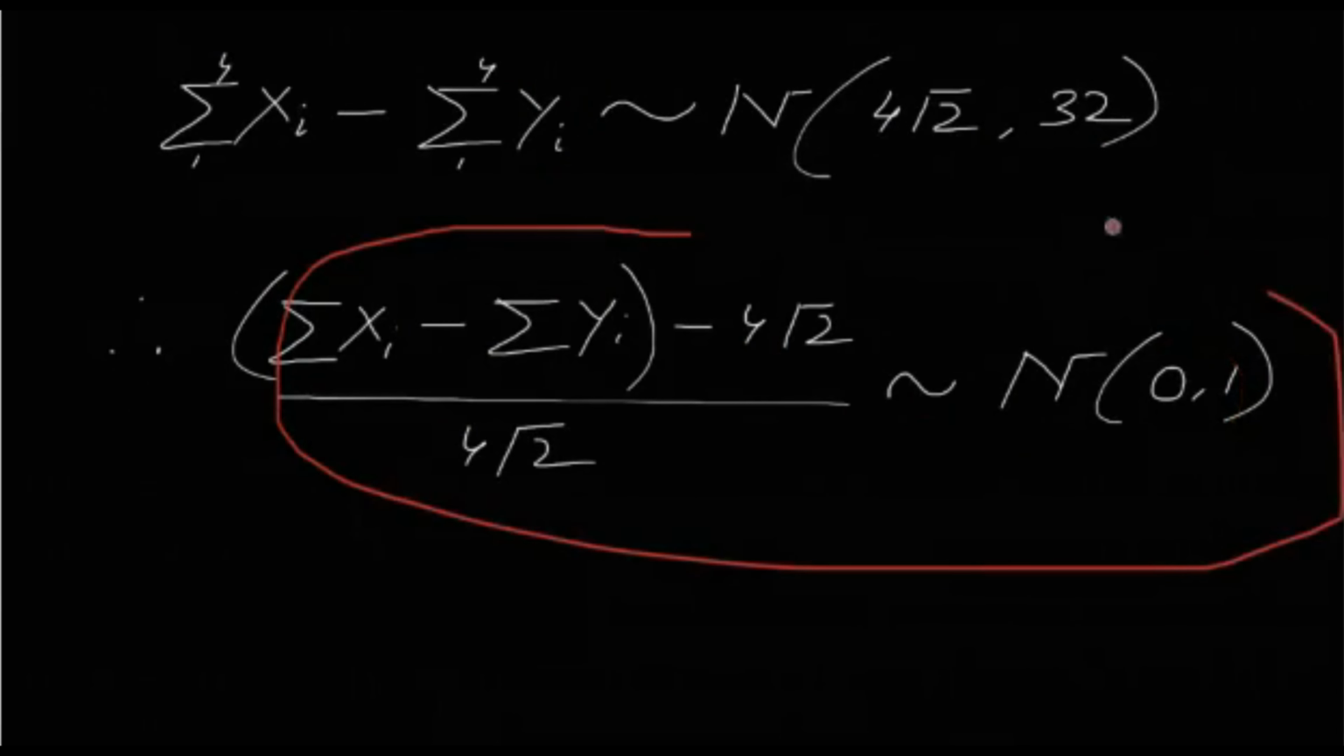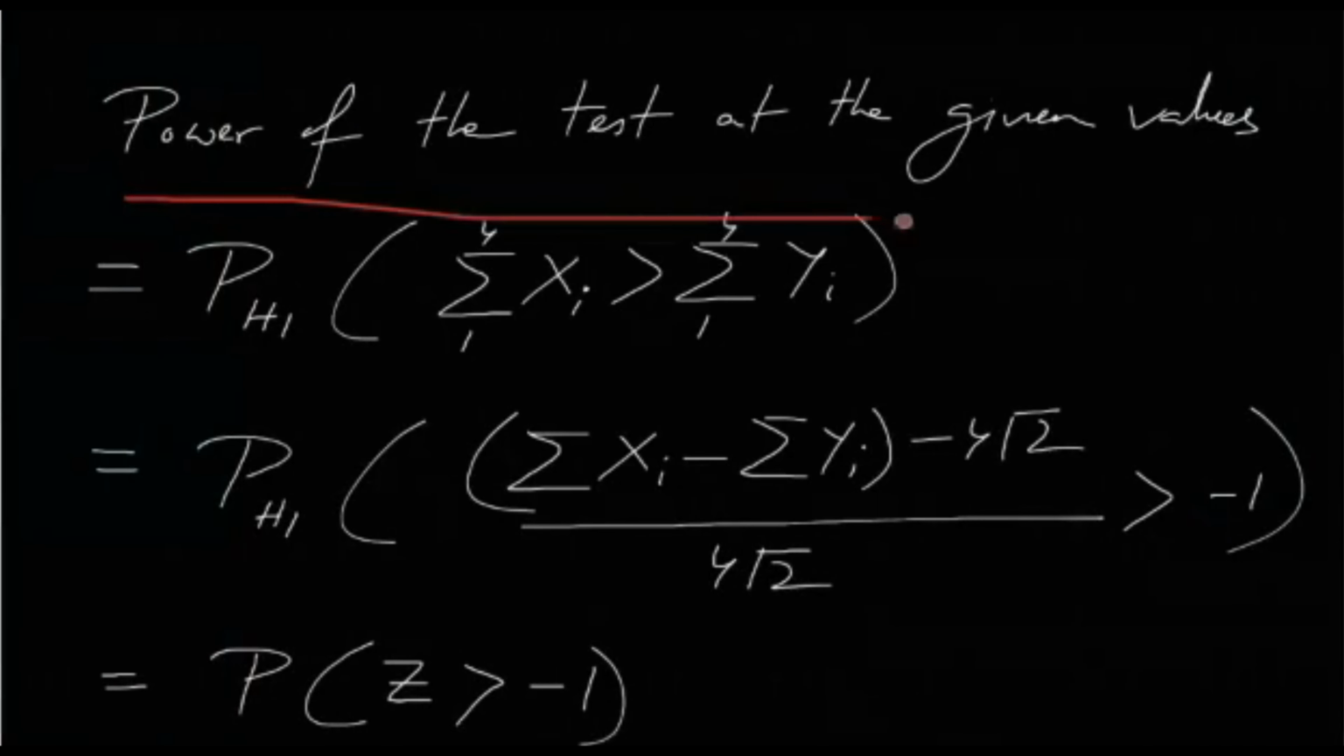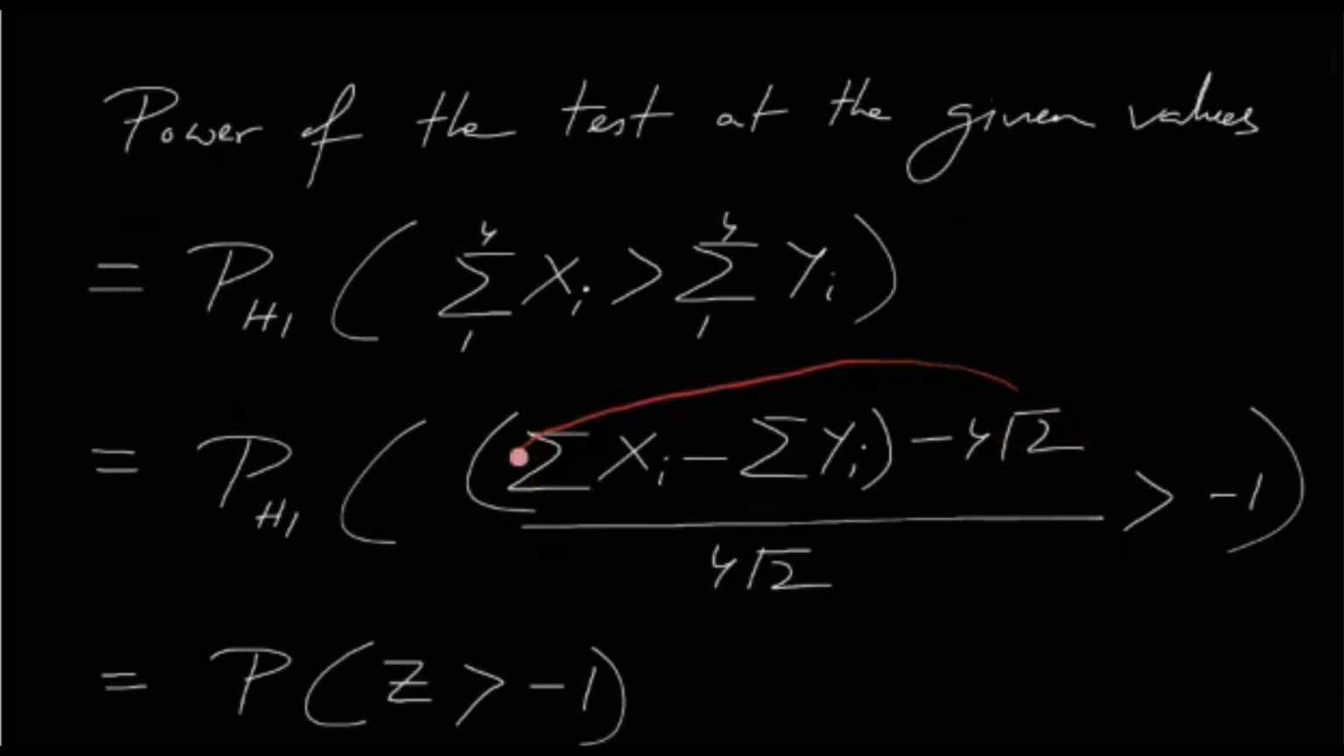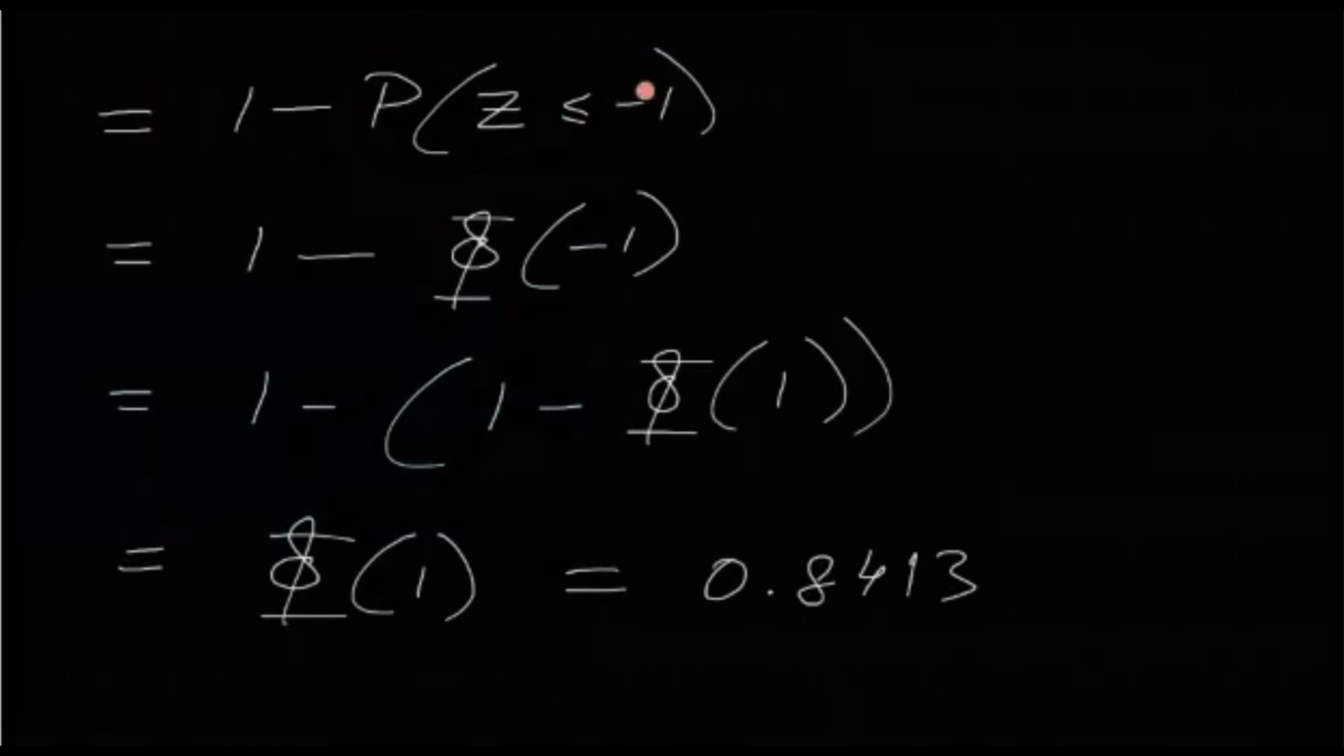Now coming back to the problem, the power of the test at the given values is the probability under H1 that summation xi is greater than summation yi. Deducting summation yi on both sides and then standardizing, summation xi minus summation yi minus 4 root 2, whole divided by 4 root 2, is greater than minus 1. This is nothing but Z, because this is standard normal. So this is the probability Z greater than minus 1, which is 1 minus probability Z less than or equal to minus 1, which is 1 minus phi of minus 1. Again phi of minus 1 can be written as 1 minus phi of 1. So this is nothing but phi of 1, which is given to be 0.8413.